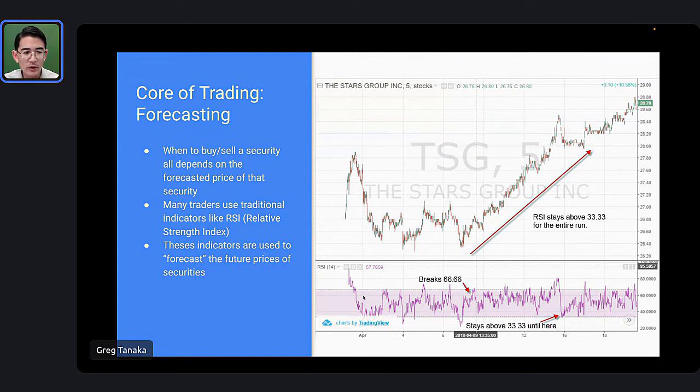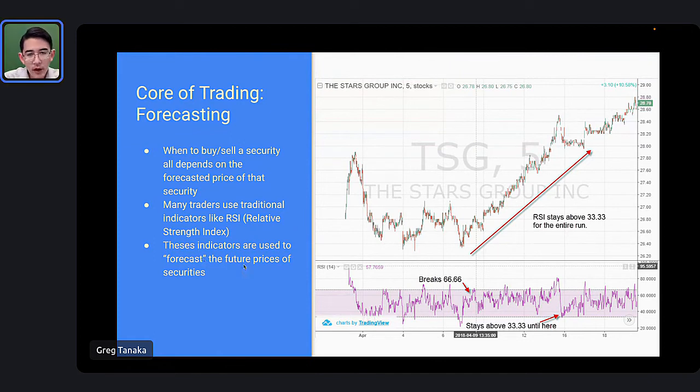And in fact, I would argue that the effectiveness of these traditional indicators has been dropping, just because they're too common and they're not as powerful as they used to be, because they're not able to pick up more complex patterns that happen. But nevertheless, a lot of people use these to forecast the future price of securities.